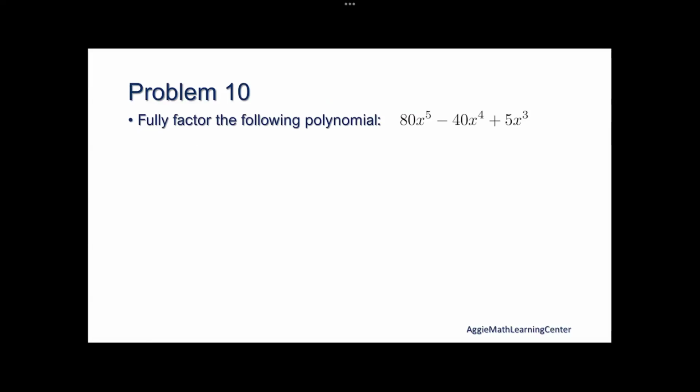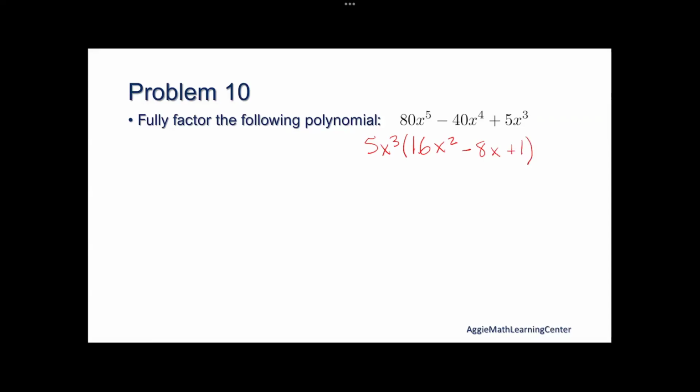All right, so now we're gonna fully factor this polynomial, okay? So before we start factoring, is there anything we can pull out of all three of those terms? A 5, yep. Then there's one more thing. 5x cubed. Okay, so 80 divided by 5 is going to be 16, I believe. 16x squared minus 8x plus 1.